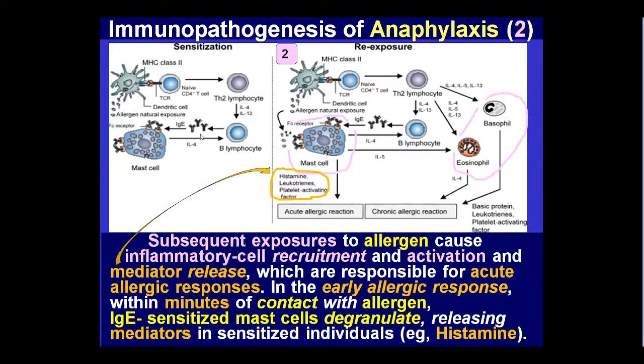What has happened after that? The right part of this figure, marked by the number 2, demonstrates what has happened after re-exposure of this patient to the same allergen. Allergen, of course, is again engulfed by the macrophages, dendritic cells, by antigen presenting cells.